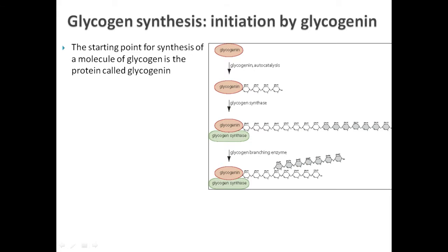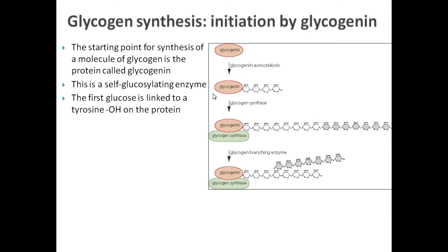So let's start now with where glycogen synthesis actually starts, and it's initiated by a protein called glycogenin. What is special about this protein is that it is a self-glucosylating enzyme. It can undergo autocatalysis and self-glucosylate, and what that means is that it will start adding glucose residues to itself. The first glucose residue is added to a tyrosine hydroxyl group, and that will allow a point for the glucose chain to start growing.